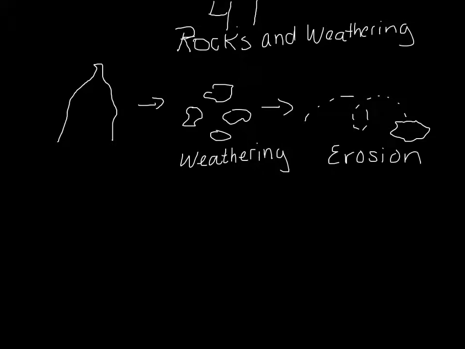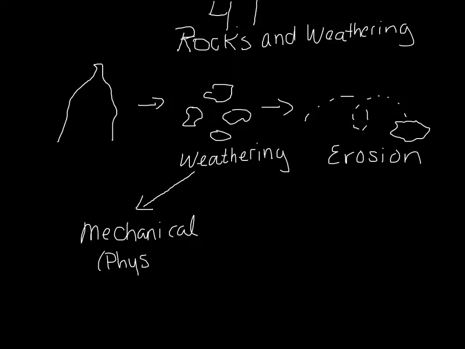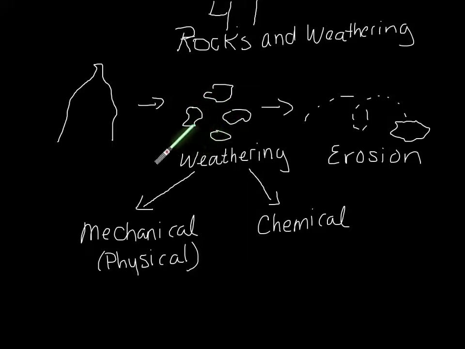Okay. Now, there are two types of weathering. There's mechanical weathering, which is also known as physical weathering. And there's chemical weathering. So this rock can be broken down by mechanical means or chemical means. And then if this rock is moved, we're going to call that erosion. Now this is on the top half of your page.